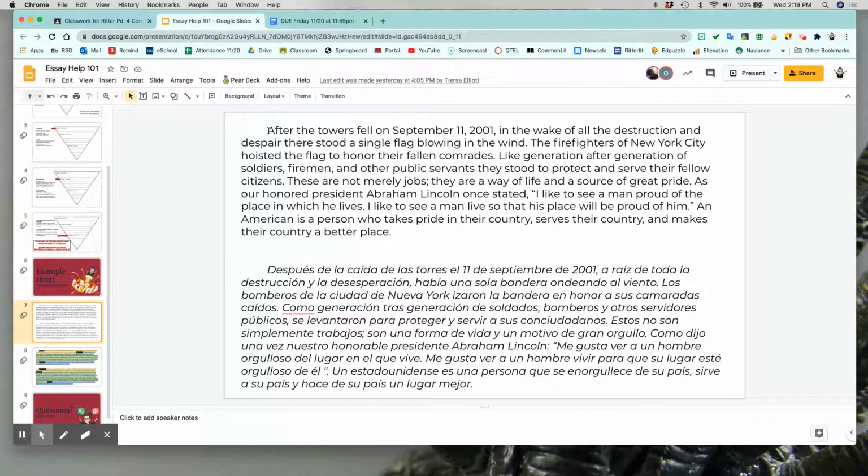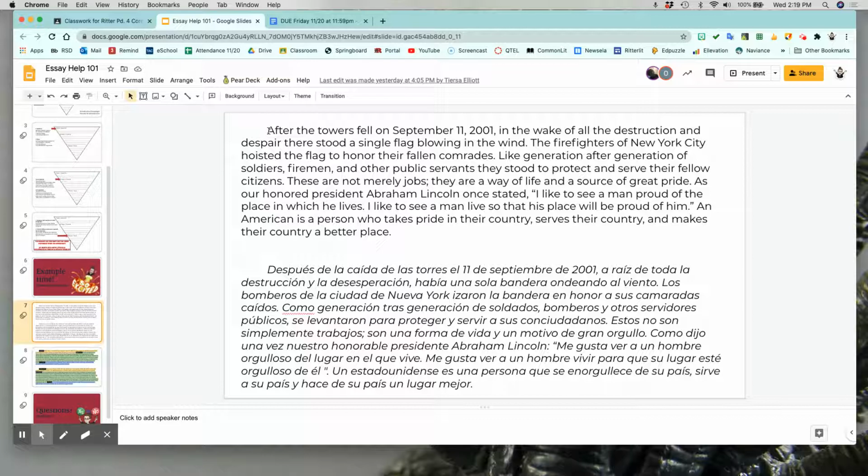After the towers fell on September 11th, 2001, in the wake of all the destruction and despair, there stood a single flag blowing in the wind. The firefighters of New York City hoisted the flag to honor their fallen comrades. Like generation after generation of soldiers, firemen, and other public servants, they stood to protect and serve their fellow citizens. These are not merely jobs. They are a way of life and a source of great pride.